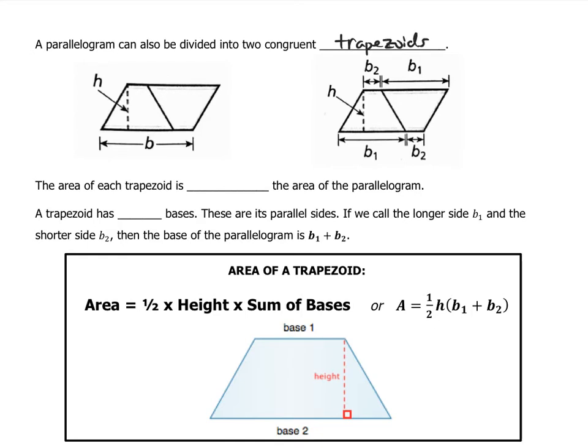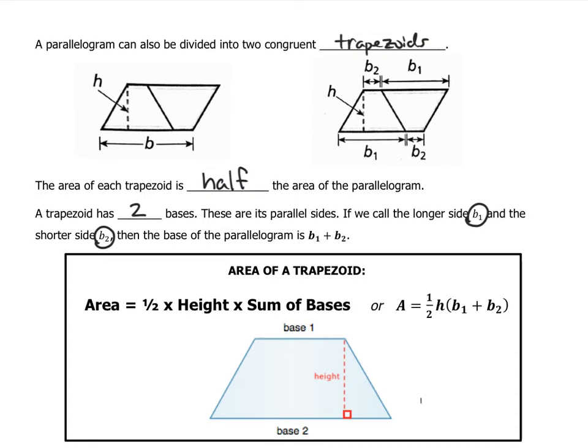And the area of each trapezoid is going to be equal to half the area of the parallelogram, just like for triangles. A trapezoid, though, is a little bit different from a triangle because a trapezoid has two bases. And the bases of a trapezoid are its parallel sides. So what we usually do for trapezoids is we call one side B sub 1, or base 1, and the other side B sub 2, or base 2.